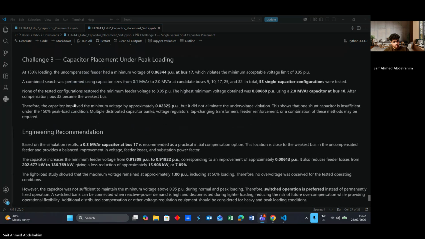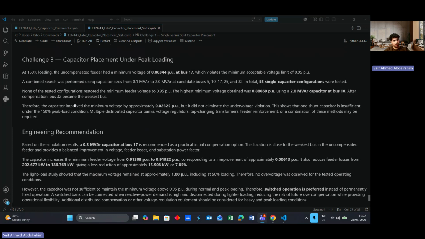Based on the normal loading results, a switched 0.3 MVAR capacitor at bus 17 can be used as an initial practical improvement. It improves voltage, reduces the feeder losses by approximately 7.85%, improves the power factor, and did not cause overvoltage during the tested light load condition. Distributed capacitors produced better performance, while peak loading requires additional solutions such as multiple capacitor banks, voltage regulators, tap-changing transformers, or feeder reinforcements.